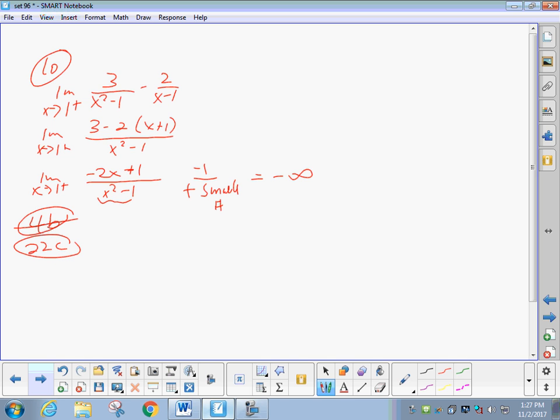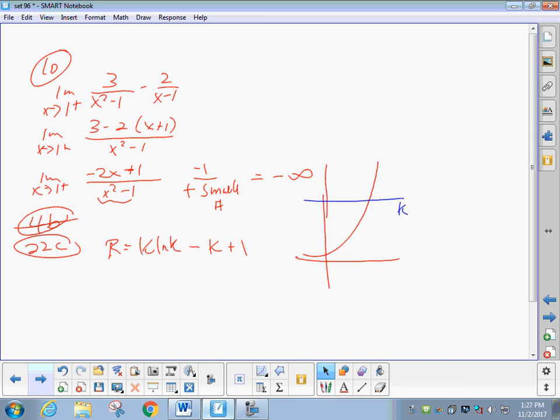Did you get in part A something like the region R is K log K minus K plus 1? Yeah. Okay. I got A and B. So the idea is this. You've got this region. K is an end line. And if K gets bigger and bigger, then the area gets bigger and bigger. So as K moves up 4 units every second, at what rate does the area change at the time it's rooting?